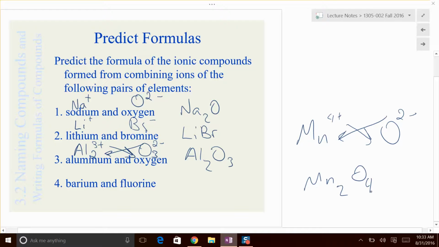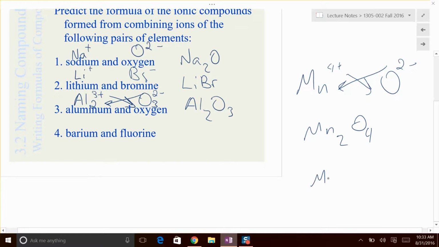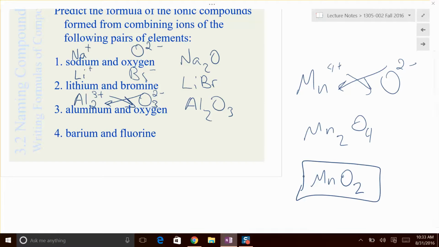I get Mn2O4. That's not the empirical formula. That's not the lowest ratio formula. So what do I do? MnO2 is the formula. So switching down works every time. I just have to remember I might have to reduce one more step. Okay?